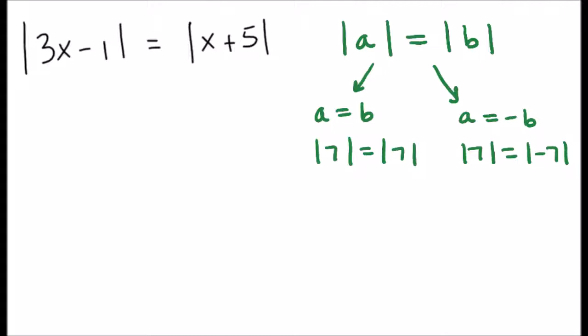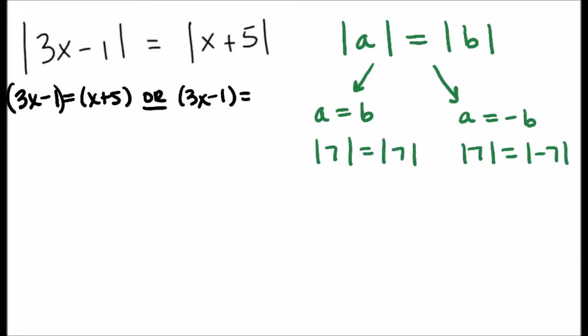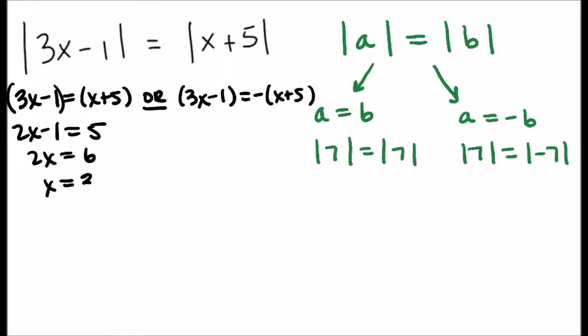So over here, if these two things are equal in absolute value, then either 3x minus 1 is equal to x plus 5, or maybe 3x minus 1 is equal to the negative of x plus 5. And then I'm going to take these out. I'm going to subtract x from both sides on the left equation. So I'll have 2x minus 1 equals 5. I'll add 1. I'll divide by 2. And I'll get x equals 3.